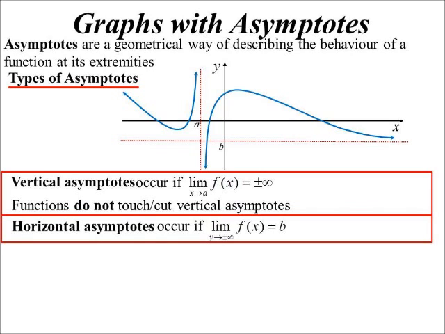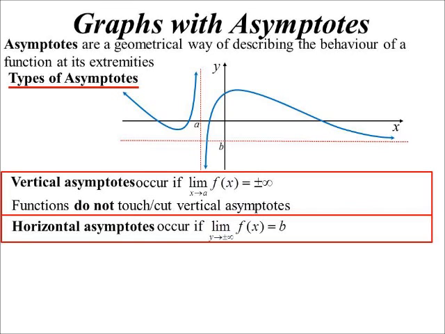We could have a horizontal asymptote. There's an example of one there. Now this is what happens out at the extremity. So the limit as y approaches plus or minus infinity of f(x) is equal to b. Hang on, y approaches infinity? That should be x approaches infinity, shouldn't it? It's the x value, so just fix that up on your sheet there. That should be x approaches plus or minus infinity.